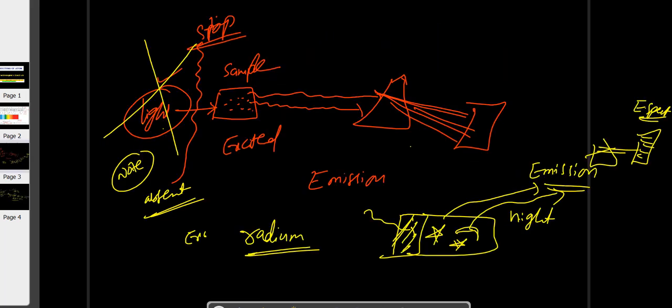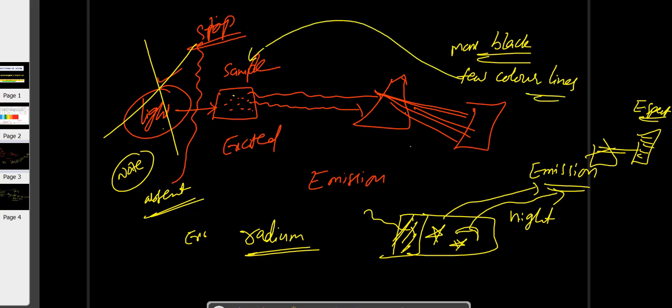Okay, what happens in the emission? In emission, the maximum is black, because the light which was absorbed is the only light giving a few colorful lines. These belong to the light which was absorbed here. Now it is emitting. Okay, this is the main difference between absorption and emission spectrum.